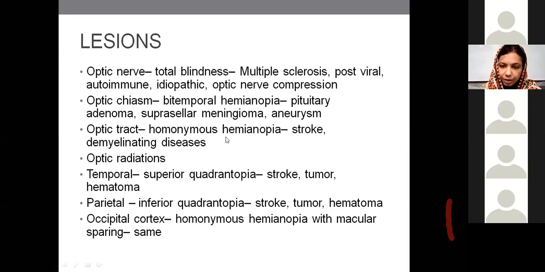Optic tract, stroke and demyelinating diseases. Optic radiations in stroke, tumor, and hematoma. Same with the parietal cortex, stroke, tumor, hematoma. And same with the occipital cortex, stroke, tumor, or hematoma. Right? This is about the optic nerve lesions.